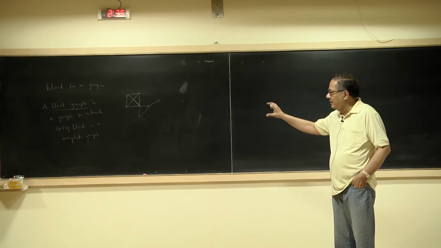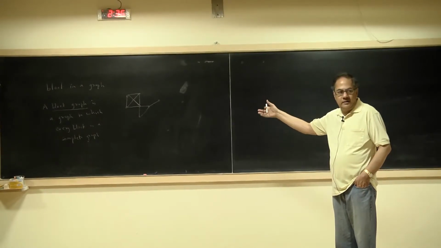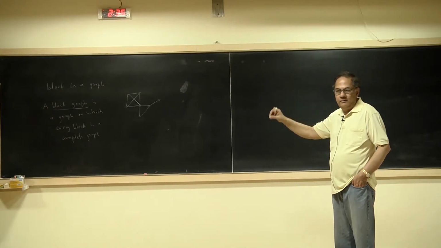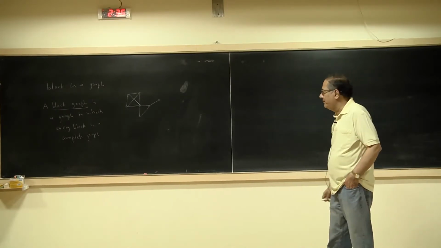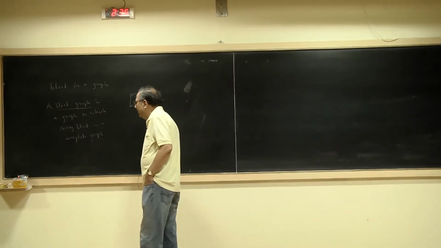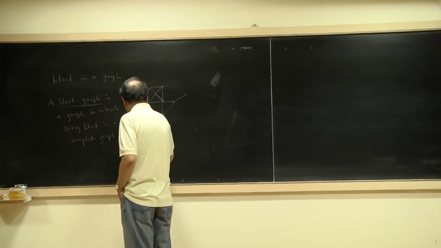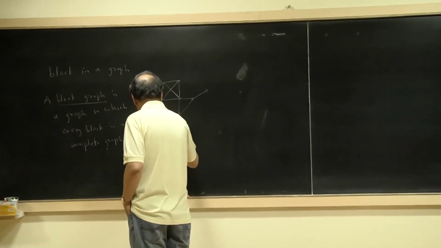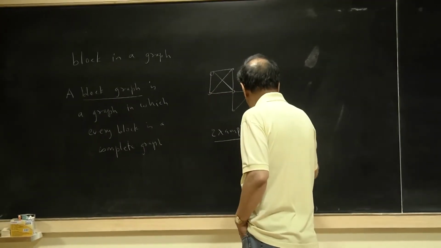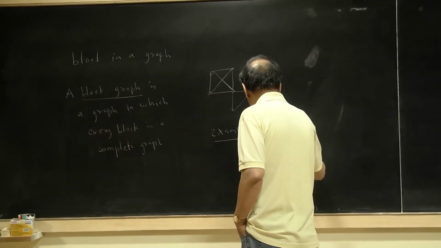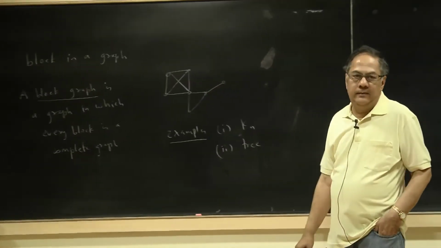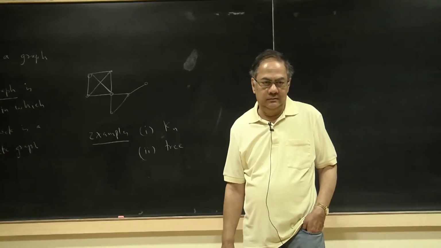Actually, a block graph has a tree structure kind of thing. You can see this looks like a path. This block to this block to this block. So it has a tree structure. So one more example. So what are the examples of block graphs? One is a complete graph. Two is a tree. And now I want to define line graph of a graph.